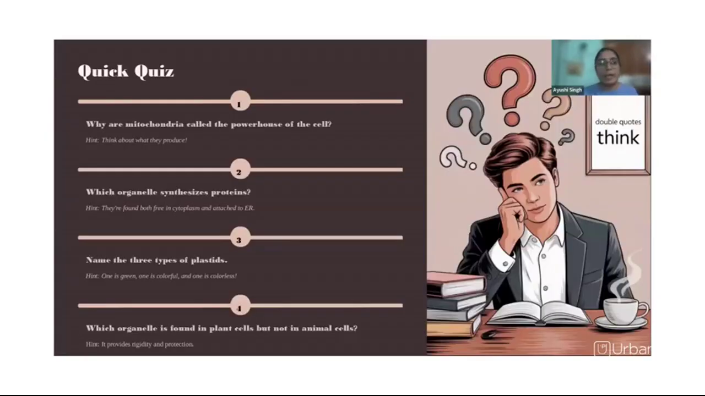Okay, now I think you can answer these questions. The first one is, why are mitochondria called the powerhouse of the cell? Now you know, I think. Which organelle synthesizes protein? Again, I think you can answer that, because they are present in both forms, free form and bound form. Name the 3 types of plastids. One is green, one is colorful, and one is colorless, which helps in storage, right? And the last question is, which organelle is found in plant cells but not in animal cells?